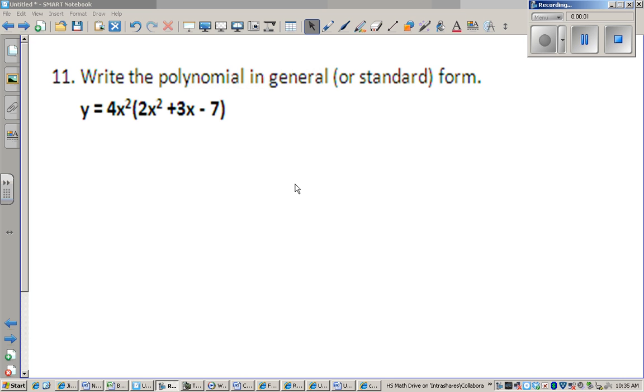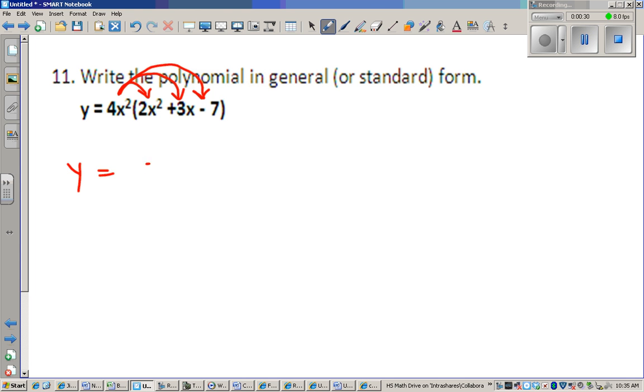Question number 11 says that we need to write a polynomial in general or standard form. That simply means do any math that's there. General or standard form is ax to whatever power plus bx to the 1 less plus cx to the 2 less, etc. So for this, that just means that I'm going to distribute the 4x squared across the entire quantity. So that gives me an answer.